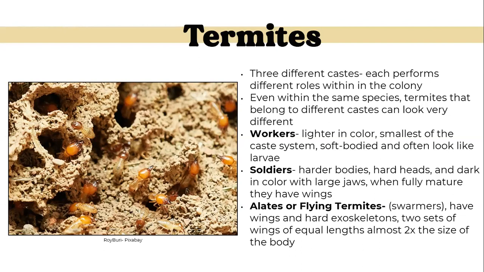There's also soldiers. These are going to be the hard bodied ones. They're going to be darker in color, and they're going to have very large jaws. So if you see this photo here, these are the soldiers. If you notice their mandibles or their jaws moving closer together, these are going to be the ones that are constantly chewing and basically degrading your house or your business or something like that. And then we also have the flying termites, or sometimes people call them the swarming termites. These are going to have wings. They're going to have very hard exoskeletons, so the outside of their body. They have 2 sets of wings, and their wings are going to be extremely long. These are going to be 2 times the size of their body, so they're very, very prominent when you see them.